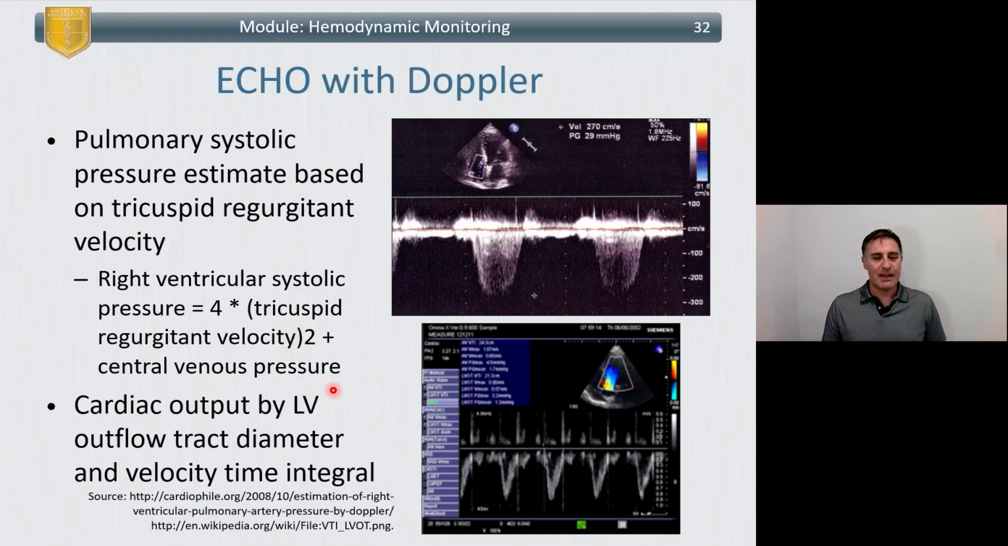Cardiac output is something that actually is better determined using what's called the velocity time integral. And again, I think these are equations you don't need to know. And so I'm not pushing them too hard for you, but it's more just be aware that echo has this ability and can do these things in terms of monitoring.